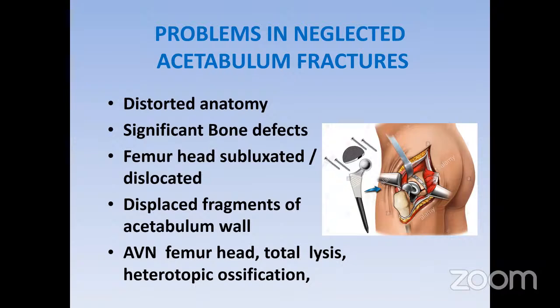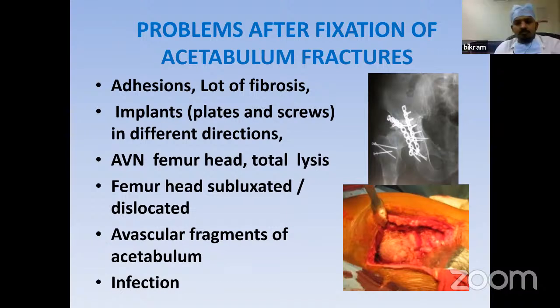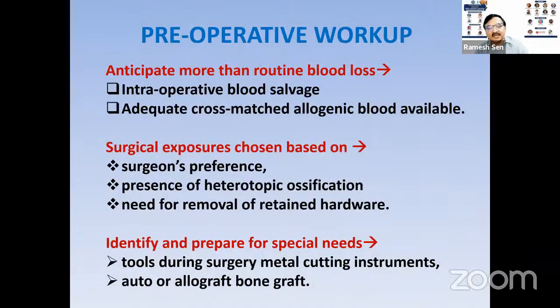The reasons could be that the anatomy is distorted, bone defects are there, the femur head has subluxated fragments, and there could be an issue of adhesions from previous surgery. That's very important. Then there could be implants inside which are likely to alter our access. The femur head may be totally lost, subluxated or dislocated, or infection can be there. That's all very important to be seen.